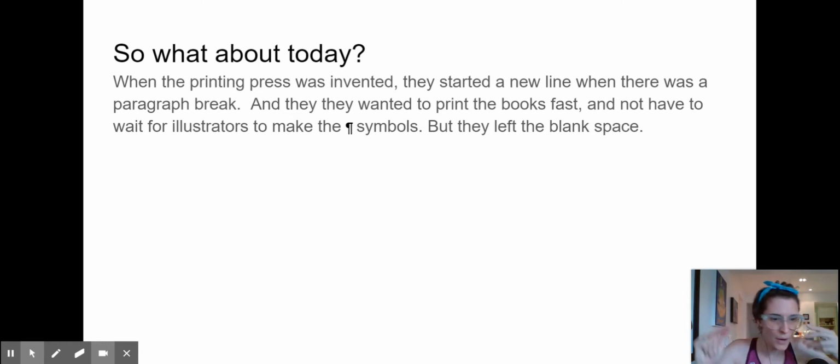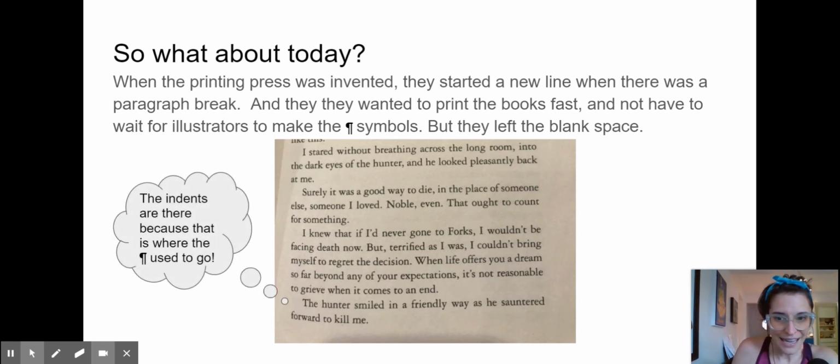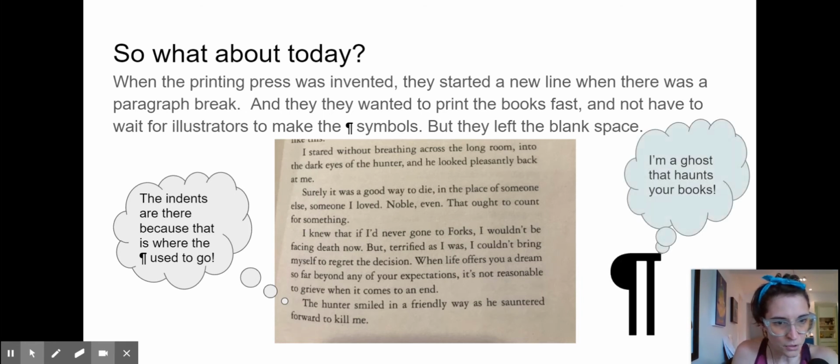They wanted to sell books. People were hungry for their books. So they said, you know what, let's just forget the symbol, but they left the blank space. So notice here, we start a new line right here after me. We jump to a new line, but then there's this blank space. Do you ever think why we have that blank space? Remember when you were in elementary school and they tell you two fingers? That is where the pilcrow used to go. So it's like the pilcrow is a ghost that haunts all your books.